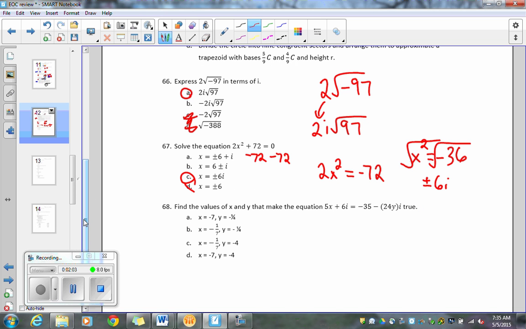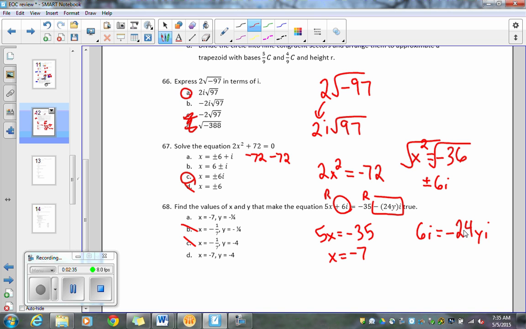All right, 68. Find the values of x and y to make the equation true. If you remember, real numbers are anything that does not have an i attached to it. So I would say 5x is equal to negative 35, so x equals negative 7. That eliminates a possibility; B and C are gone. Secondly, I'm going to take my two imaginary numbers, which are 6i and negative 24yi, and set them equal to each other. The i's cancel because there are i's on each side. So I'm going to take 6 divided by negative 24, and my answer is going to end up being A. All right, let's keep going.